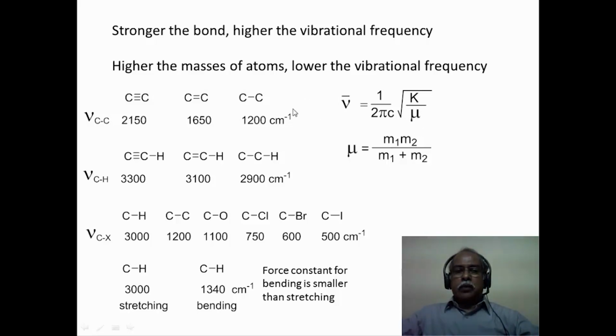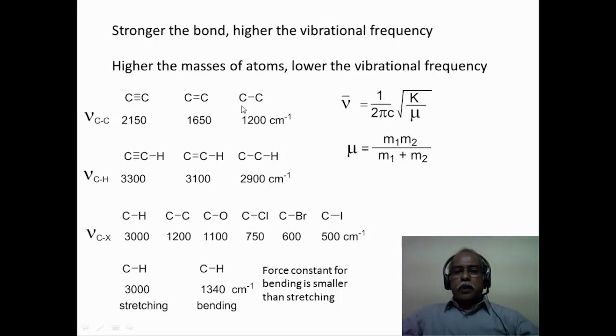Now, if you use this argument, then one can easily predict, for C triple bond C, C double bond C and C single bond C, what the order of the frequencies of the CC stretching of this class of compounds will be. Now, C triple bond C is a much stronger bond compared to a C double bond C, which is stronger than the C single bond C. In other words, the force constant is much higher for a triple bonded system compared to a double bonded system, which is stronger than a single bonded system.